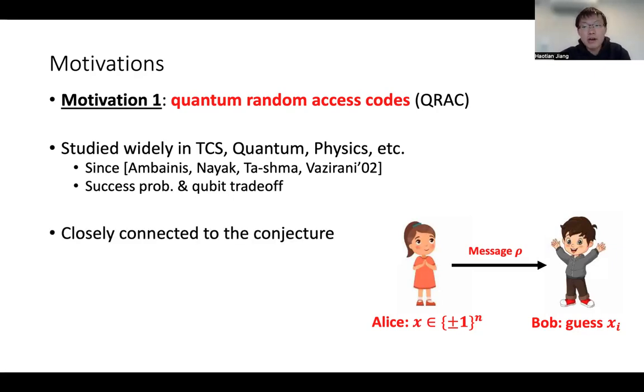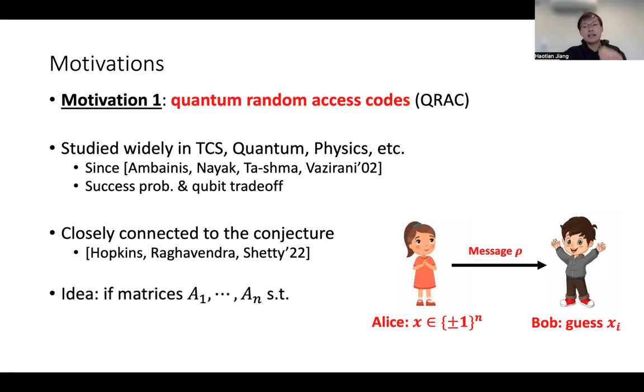And it turns out this problem is closely connected to the matrix-Spencer conjecture. This was observed in a prior work by Hopkins, Raghu, and Shetty. The idea is that if you have matrices A1 to AN that has large discrepancy, this means for any signs xi, the sum of xi ai has large operator norm. So it has a large eigenvector v.